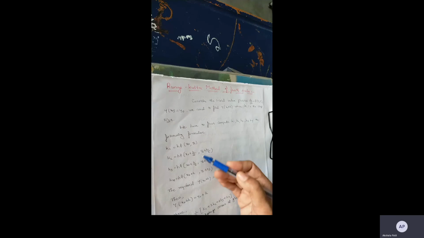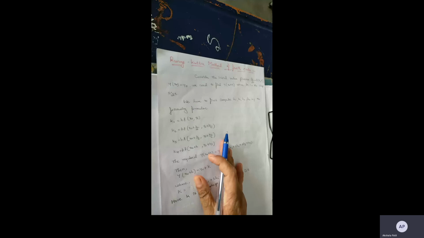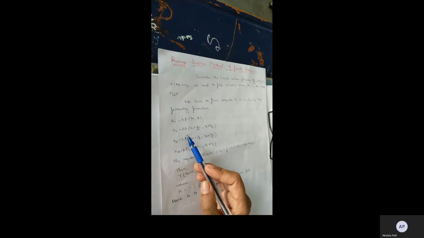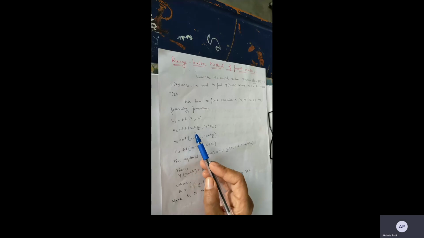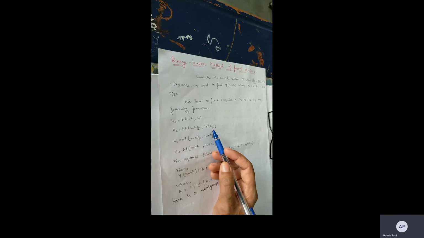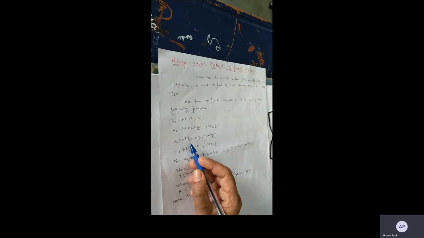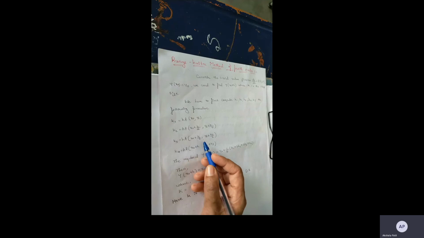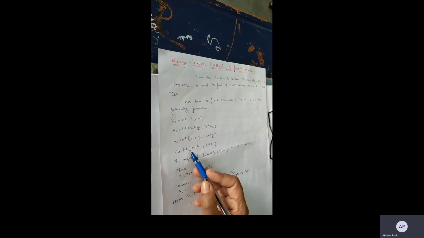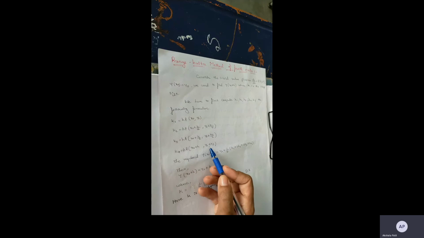So here is the list of formulas. k1 equals h into the function of x0 comma y0, k2 equals h into the function of x0 plus h by 2 comma y0 plus k1 by 2, k3 equals h into the function of x0 plus h by 2 comma y0 plus k2 by 2, and k4 equals h into the function of x0 plus h comma y0 plus k3.